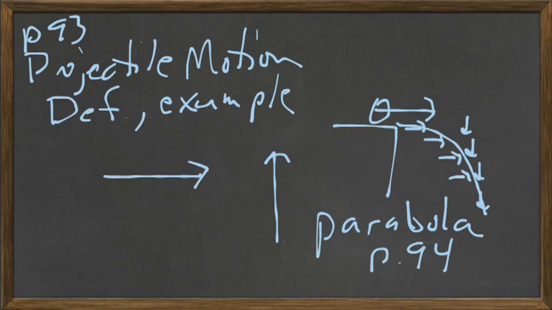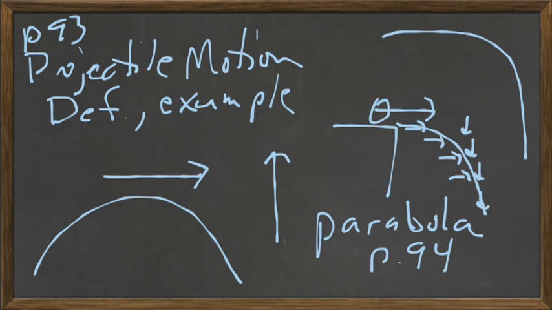All projectiles, whether I kick a ball and it lands on the ground, whether something leaves a table and lands onto the ground, the path is going to be parabolic. And it comes about because of the combination of the motion in the x and the motion in the y occurring simultaneously.